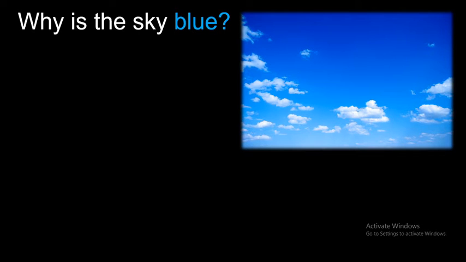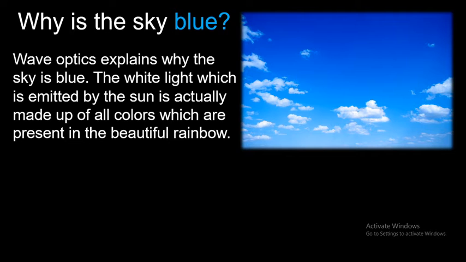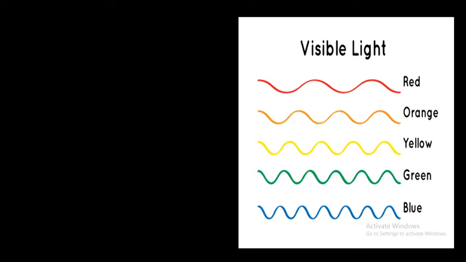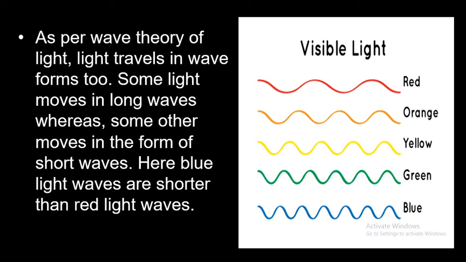So moving on, wave optics explains why the sky is blue. I think you already know the reason for this one. The sky is blue because light travels in waves. Some light moves in long waves, whereas some other moves in short waves.